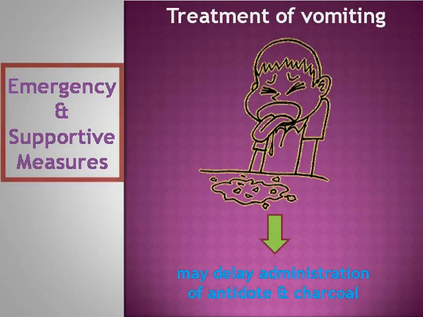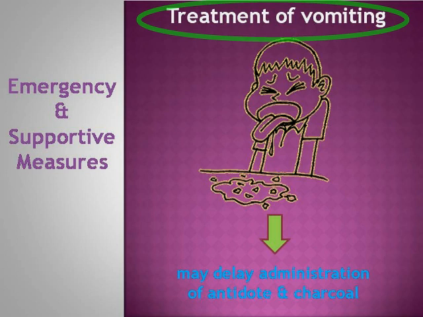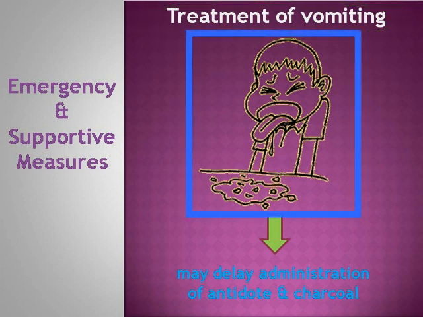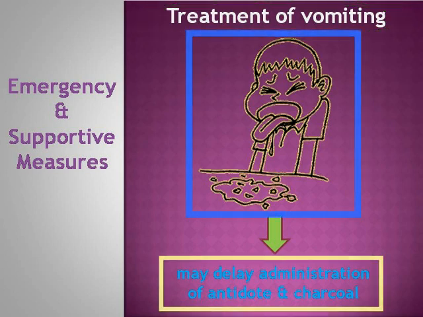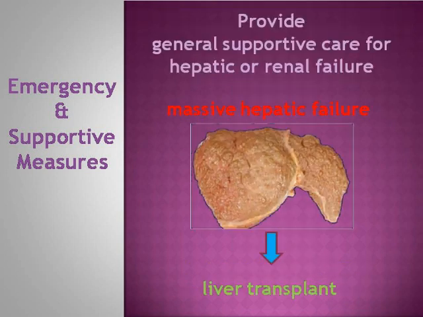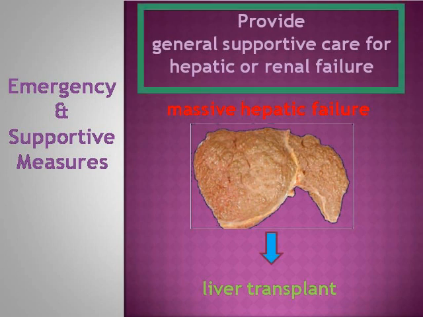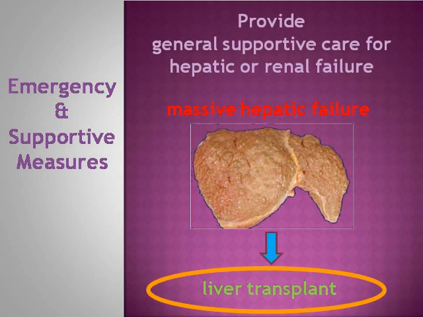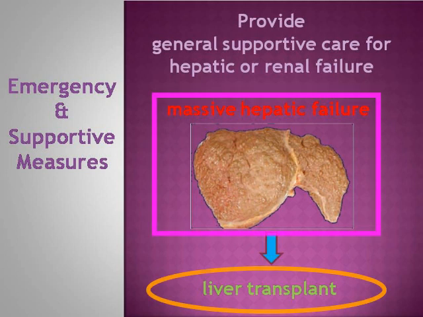Treatment. Treatment includes emergency and supportive measures. Supportive measures include the treatment of vomiting, as vomiting may delay the administration of antidote and charcoal. Use metoclopramide at 10 to 20 milligrams IV, and for children, use 0.1 milligram per kilogram. Also, provide general supportive care for hepatic or renal failure if it occurs. Liver transplant may be necessary for massive hepatic failure.